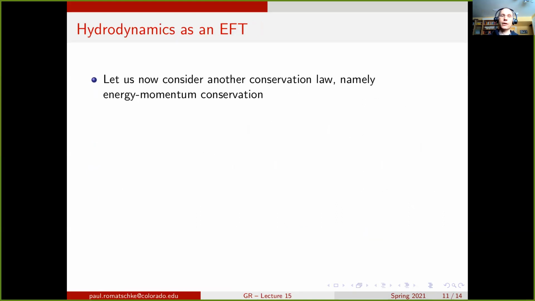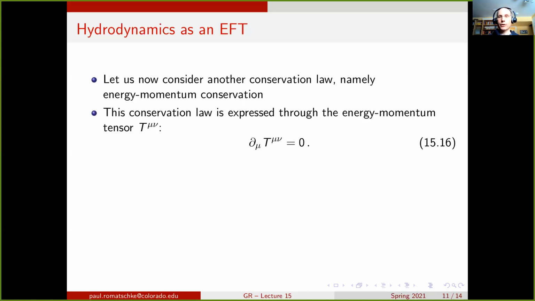Looking ahead, let us now generalize these ideas of hydrodynamics as an effective field theory by considering a different set of conservation laws, not electric charge, but energy and momentum. So energy and momentum are also conserved. We have learned that the corresponding conservation law is that of a rank 2 tensor, the energy momentum tensor, T mu nu, fulfilling the following equation, equation 15.16.